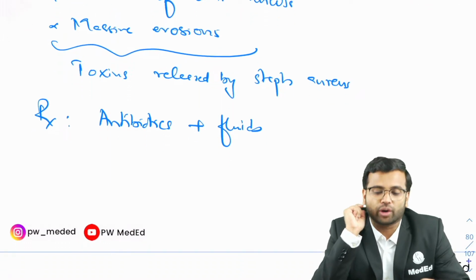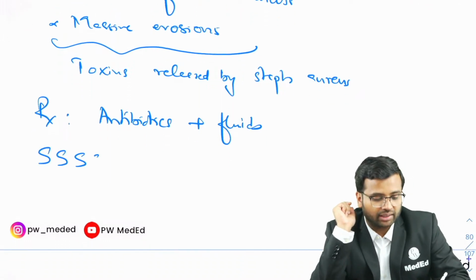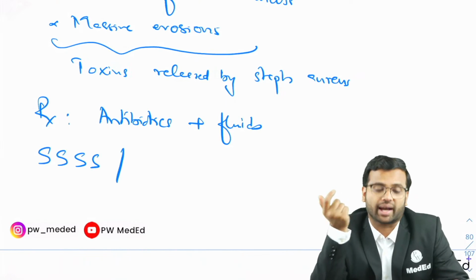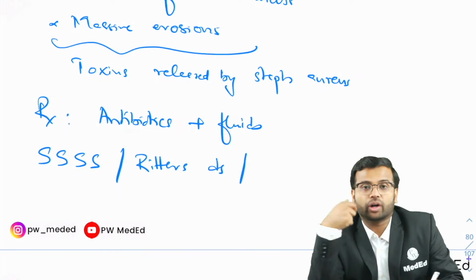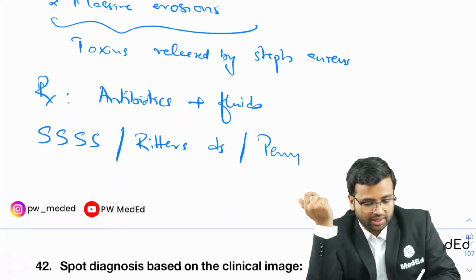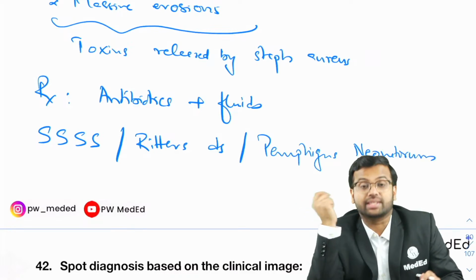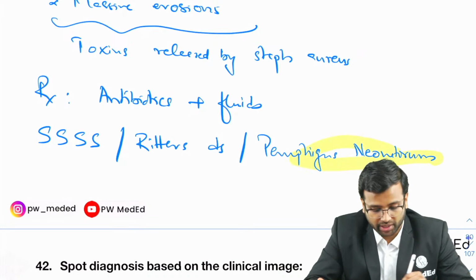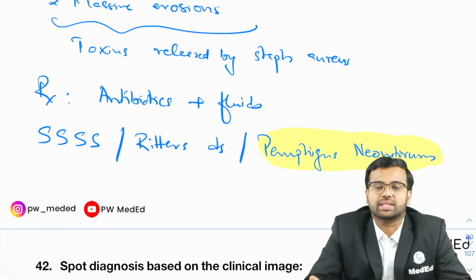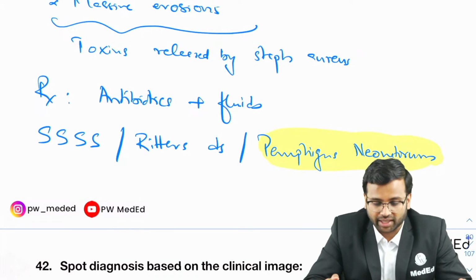When it comes to 4S, please remember that 4S is also called Ritter's disease, or it is also called pemphigus neonatorum. So on the day of exam, if they don't give you this option as 4S, instead they mention in the options pemphigus neonatorum. So this is a synonym for the same disease called 4S. So please remember that as well.